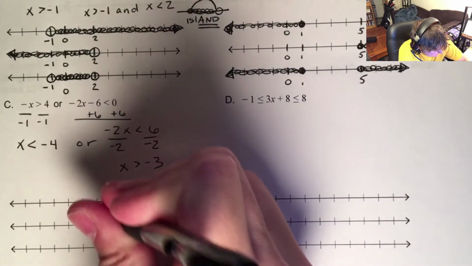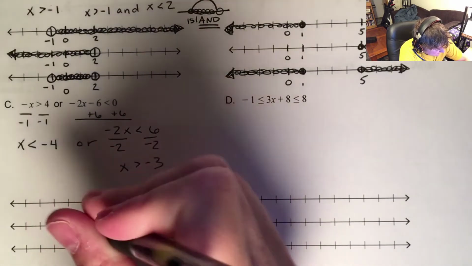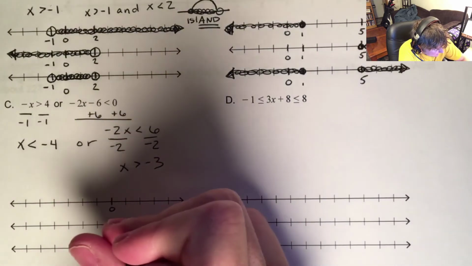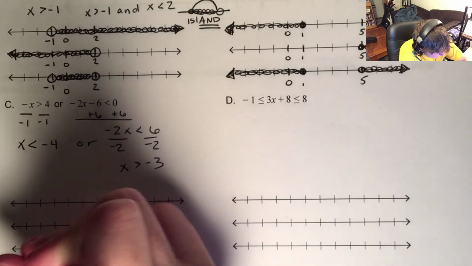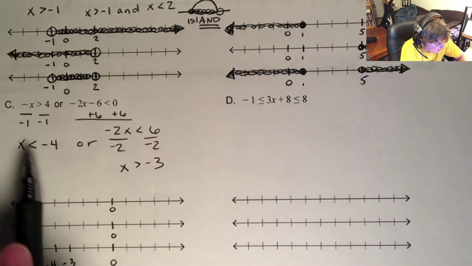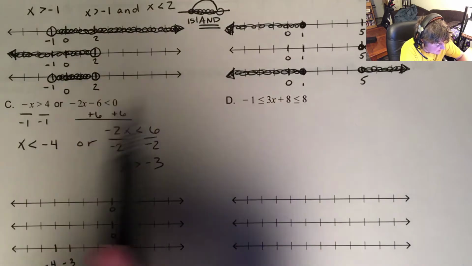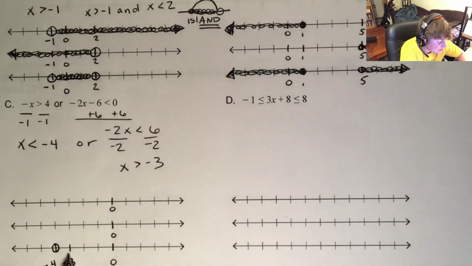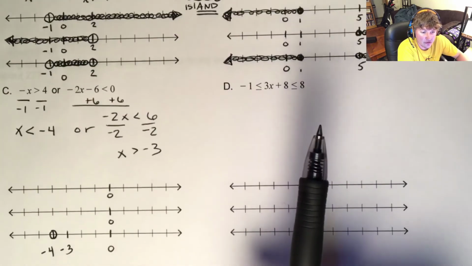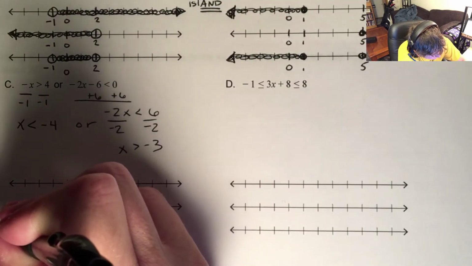So let's put 0 here. -1, -2, -3. Well, actually, I'm only doing the bottom one. 1, 2, 3. So that's -3, and this is -4. Okay, let's just graph this first one. X is less than -4. That's an open circle at -4, and I'm looking for values less than it. Well, -3 is greater than -4, so I'm looking for the other side, -5, -6. All those values are less than -4, so that's going to shoot out this direction.